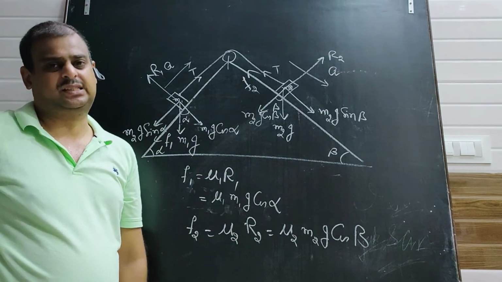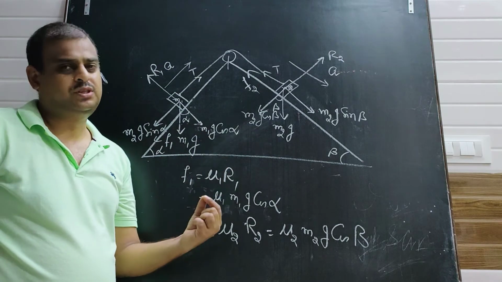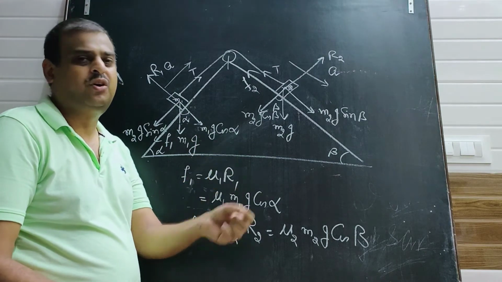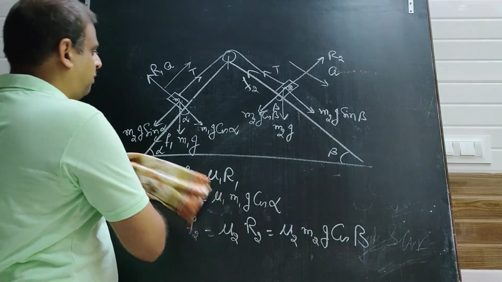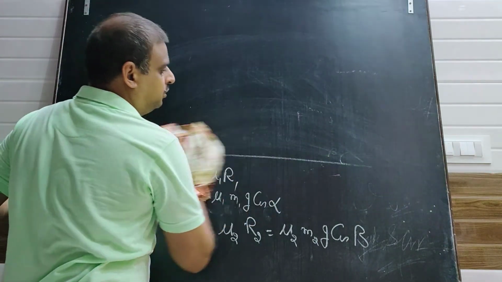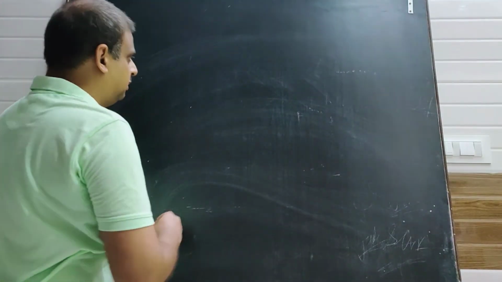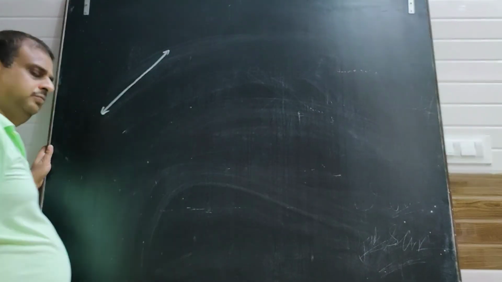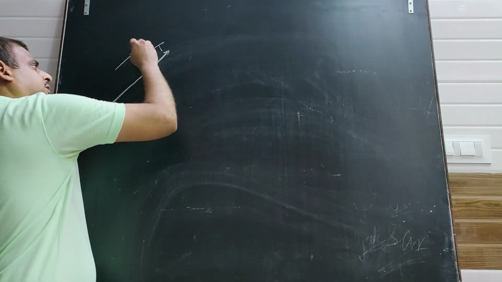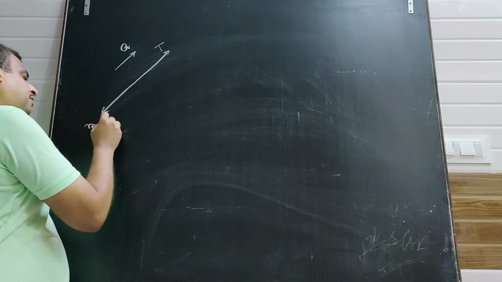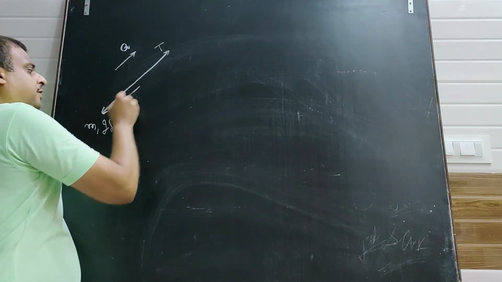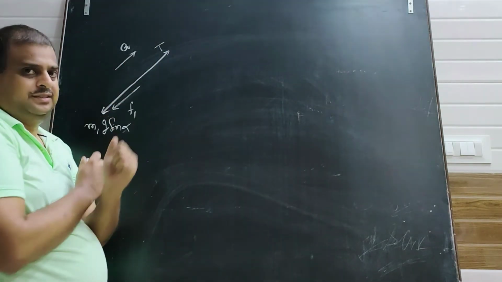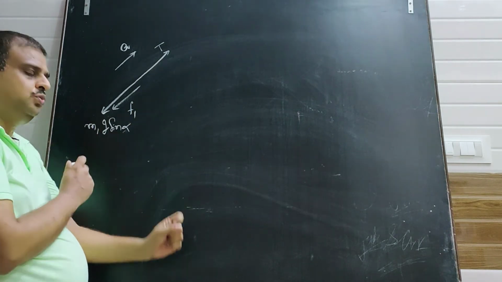This is a very complex structure. We have to simply draw free body diagram. So if we draw free body diagram, then we will solve our problem. So let us draw free body diagram. Free body diagram for first body: tension T upward, acceleration a upward, m1g sin alpha downward, and force of friction downward. So body is moving upward. T is positive and these two are negative.